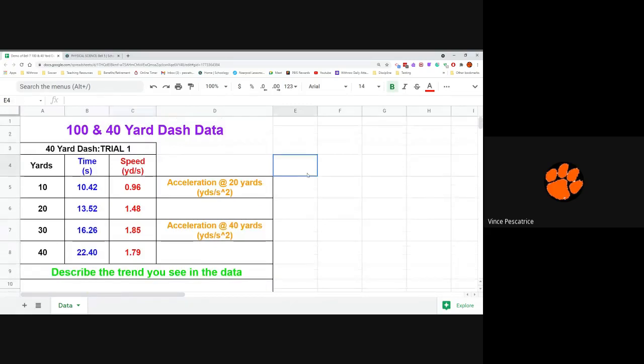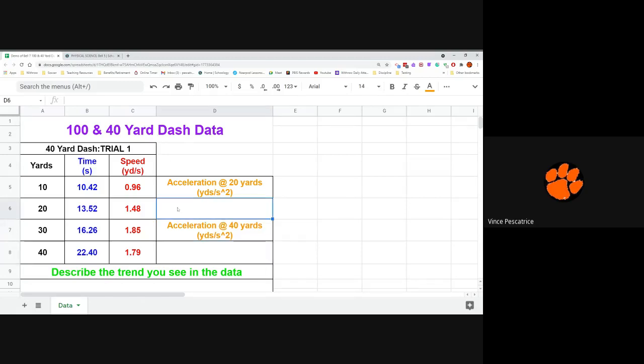All right, next we're going to work on acceleration. So the acceleration we're going to find is from the starting point to the ending point. I'm sorry, to the middle. So we want his acceleration from 0 up until the halfway point of 20 here. And then we want the acceleration from 20 yards through 40 yards here. So that's what we're going to do.